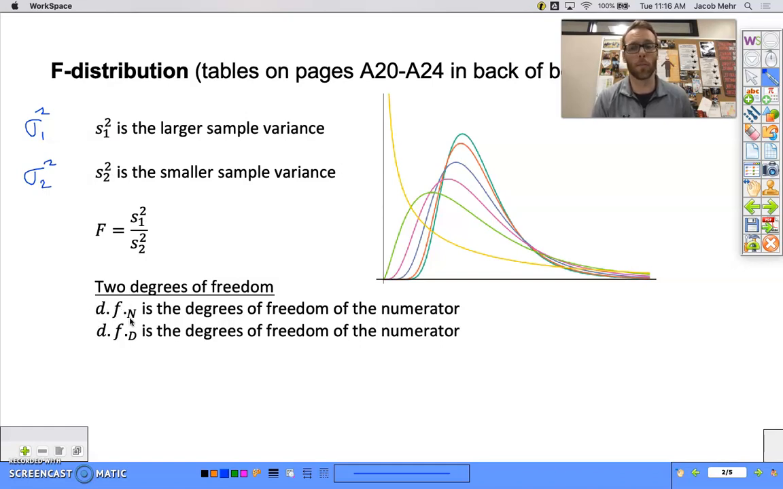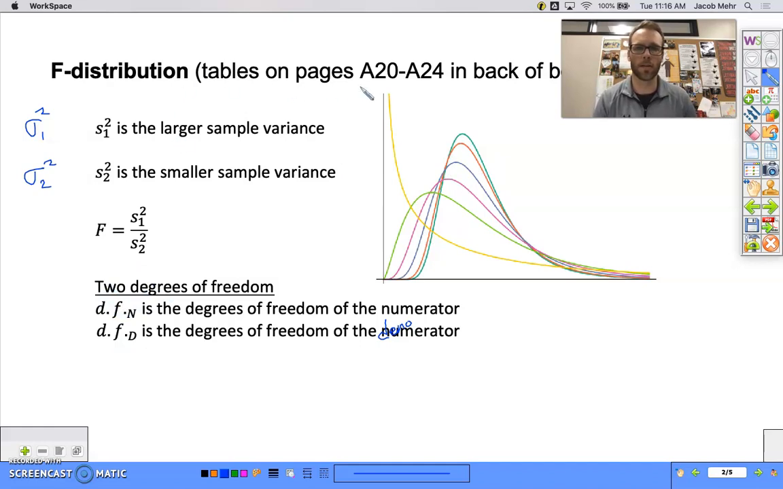So the degrees of freedom from the first population, the n, stands for numerator. I have a typo down here. The second one is for the denominator. That's what the D stands for. So we have 2 degrees of freedom that determine which of these distribution curves we're looking at. So it's this big family, and our degrees of freedom from the numerator and denominator will help us find that.